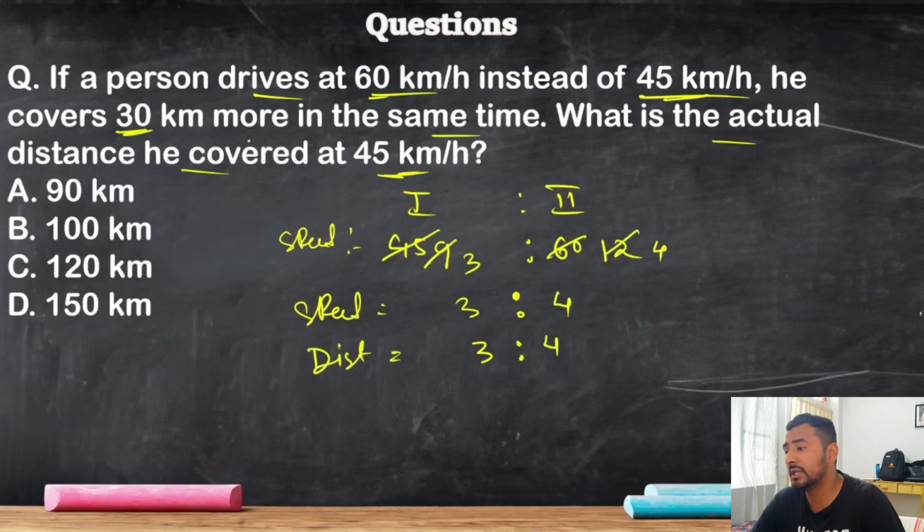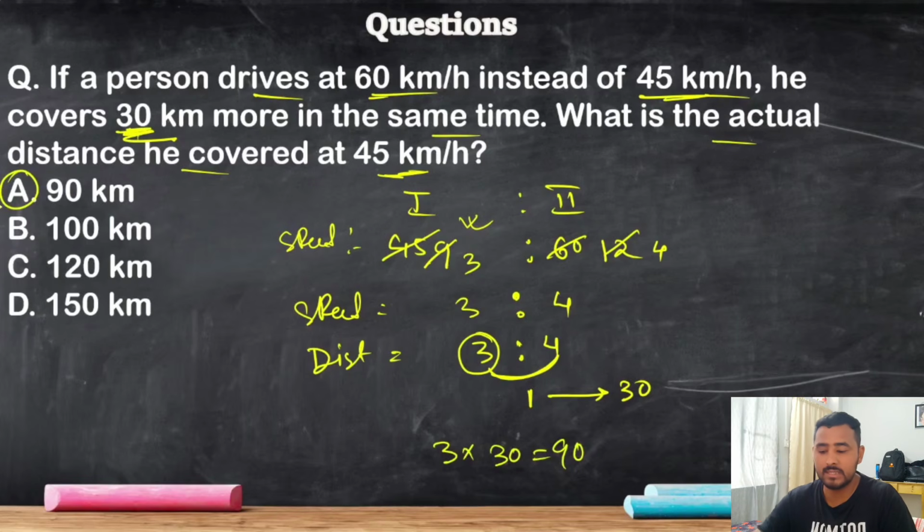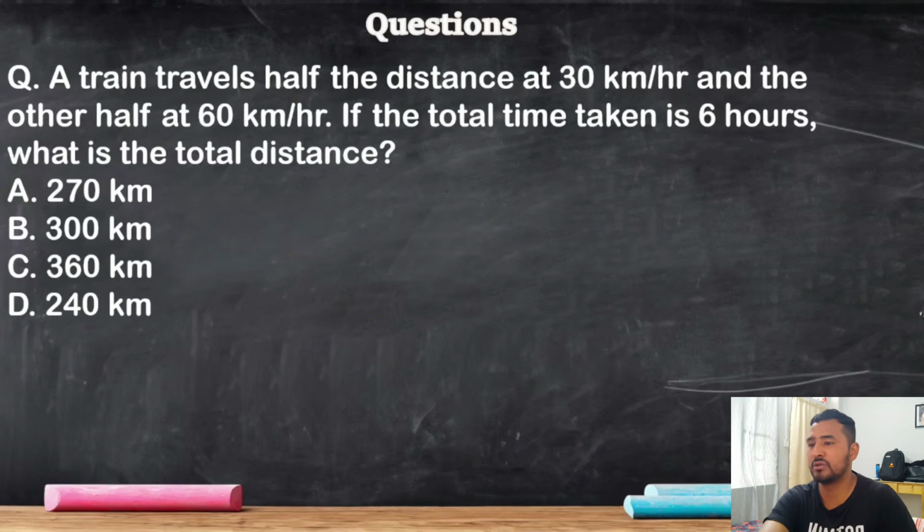Now as per the question, he covers extra of how much? 30 km. But according to ratio, 4 minus 3 will be how much? 1. 1 part is 30, right? Now what is the actual distance he covered at 45? Our 45 km is 3 parts, right? Multiply 3 into 30. This will be how much? 90. Okay, so the answer will be option number A. I hope this is clear. If not, rewind and rewatch, you'll get the answer.